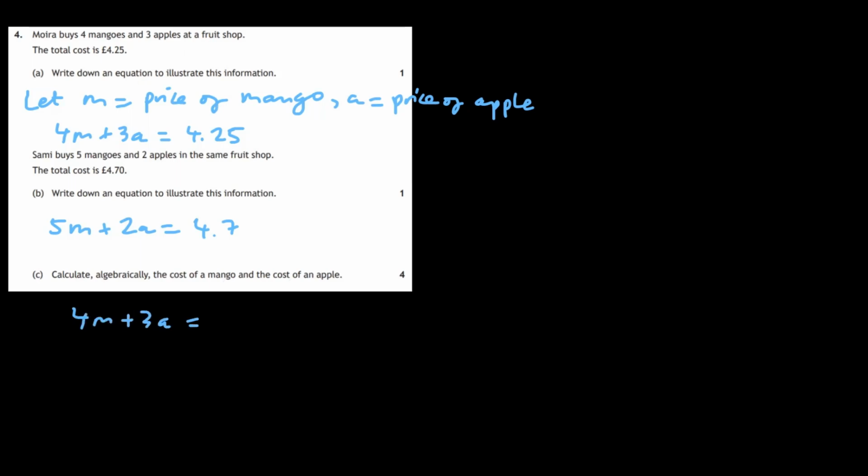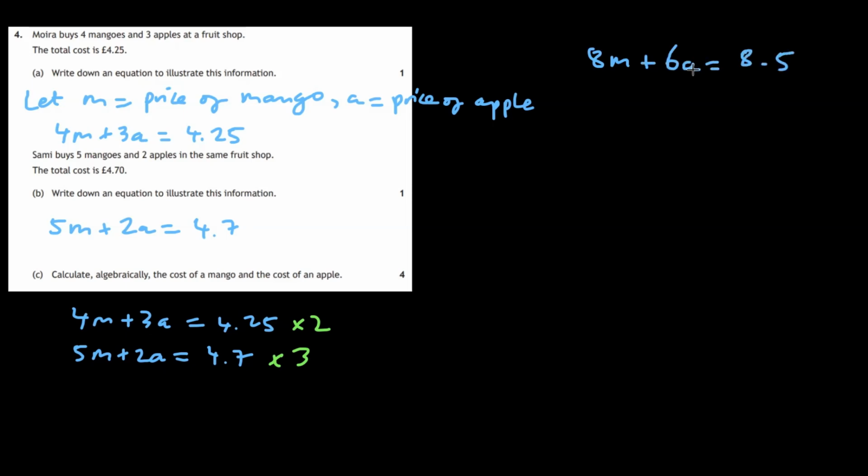So we've got two equations. And then we just need to solve these simultaneously. So I'm just going to multiply this one by 2 and this one by 3. And that will make these terms equal. So we end up with 8M plus 6A equals 8.5. And then the second equation would be 15M plus 6A equals 14.1.